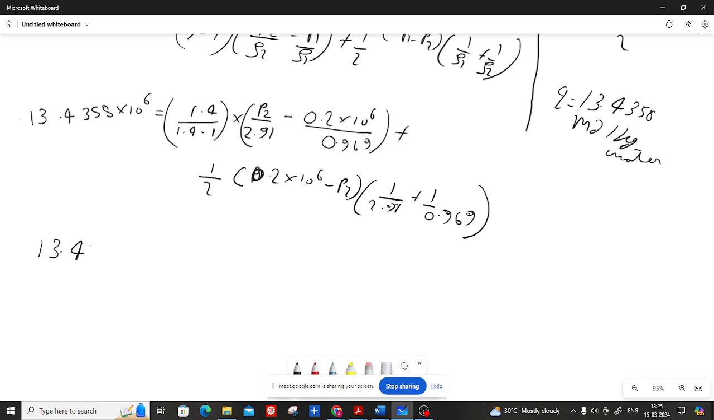13.4358 into 10 to the power 6 is equal to 1.4 upon 0.4 into P2 upon 2.91.